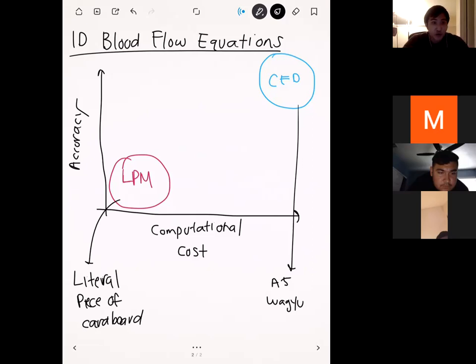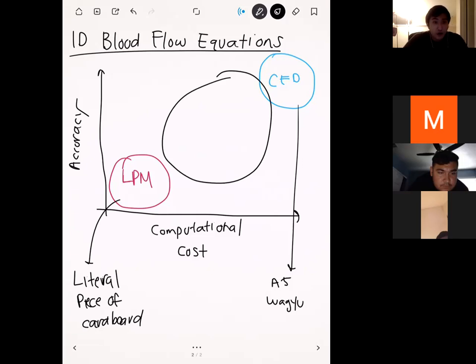And so that's the analogy that we have right now between LPMs and CFD. It would be nice if we had something in the middle of these things, right? Sometimes we don't want to shell out all the money for an A5 Wagyu, and a lot of times we want to eat something tastier than a literal piece of cardboard, right? So there's this really big area in the middle that's unexplored in terms of modeling options, right?